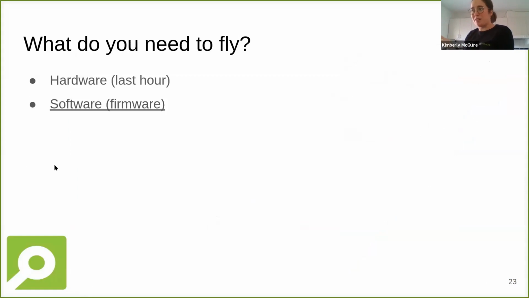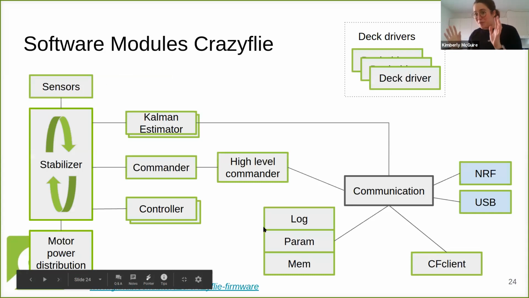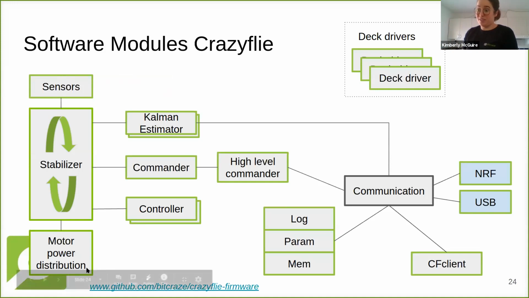So, what do you need to fly? Well, of course, hardware, last hour. And now we're going to go into software, or more specifically also called firmware, because it's also a microprocessor. I'm going to talk about all the important elements in the actual Crazyflie firmware. So here is a grand overview of all the software modules, or firmware modules, in the Crazyflie. Obviously you need to read out the sensors, very important, and need to be able to distribute your power to your motors. And this is pretty much where all the magic happens.